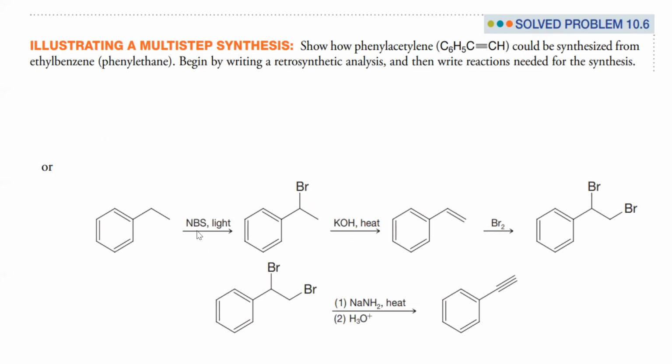And so alternatively, you can have your NBS again, your N-bromosuccinimide, where you can substitute at the benzylic position with your bromine. And then once you have your bromine, you can do an elimination reaction. You can eliminate hydrogen and bromine here, with your hydroxide and heat. This is an E2 elimination reaction. You can produce your alkene. Once you produce your alkene, you can also do an addition reaction. You can have your bromine. Once you have your vicinal dihalides, you can do a double elimination reaction to produce your alkyne.